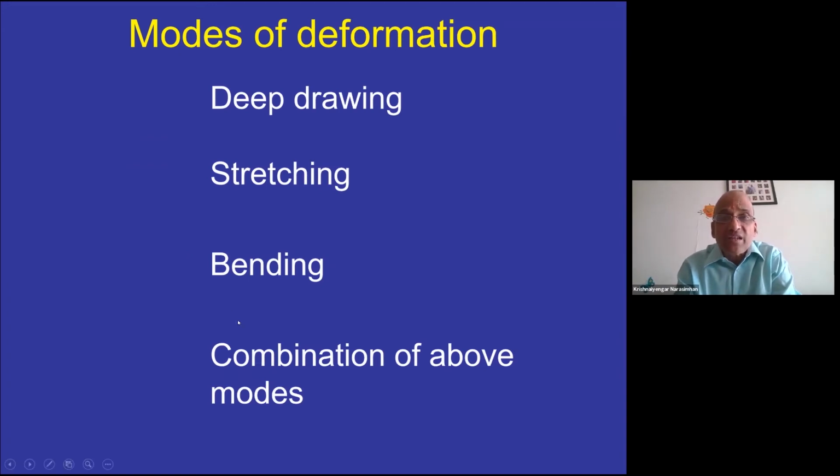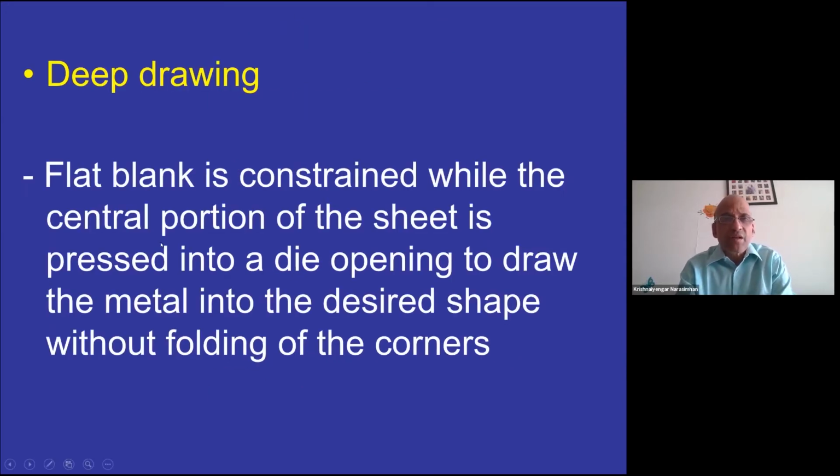Now we move on. During sheet forming, what are the major modes of deformation? Okay. So we can have what we call the deep drawing mode, stretching mode, and bending mode, or of course in most components you are going to have a combination of modes. So let's look at this. What is the deep drawing mode of deformation? Here the flat blank is essentially constrained where the center portion is pressed into a die opening to draw the metal into the desired shape without folding of the components on the corners. So this is a very simple idea.